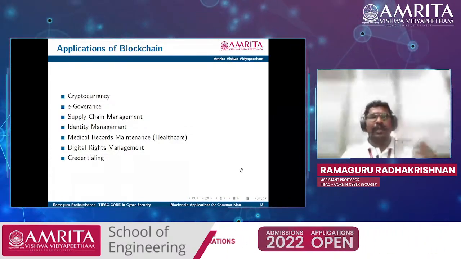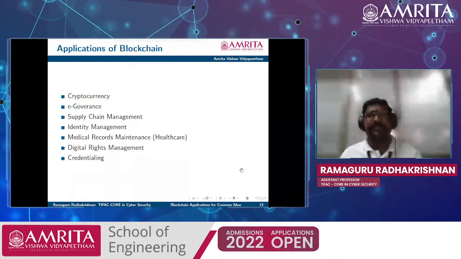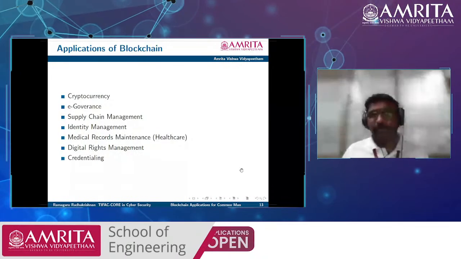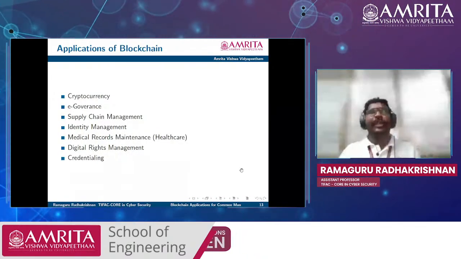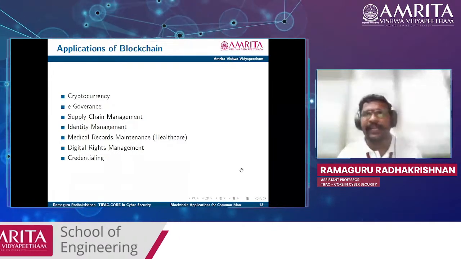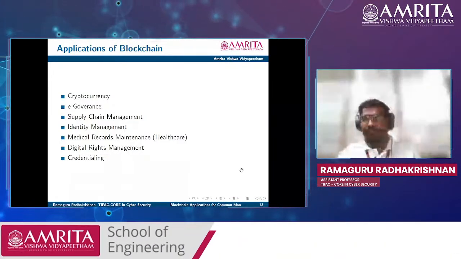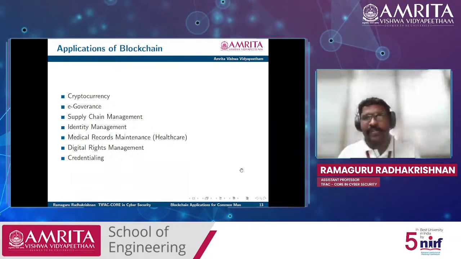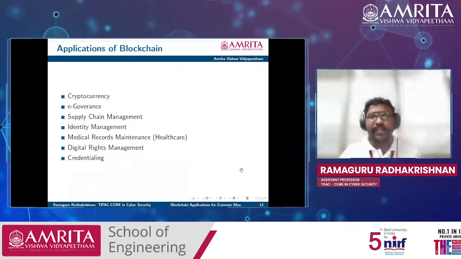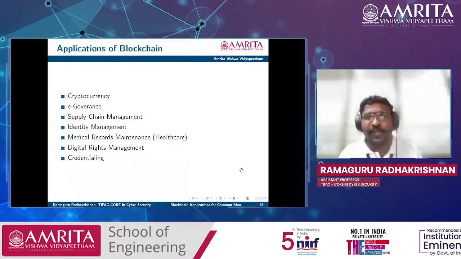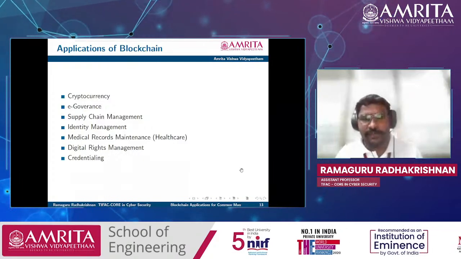One major area is e-governance. There are countries like Estonia, which is a very small country. Most of their governance is now based on blockchain. They are completely electronized governance already. And once blockchain came, I think Estonia was one of the first countries to adopt it quickly. And most of their e-governance today is based on blockchain.